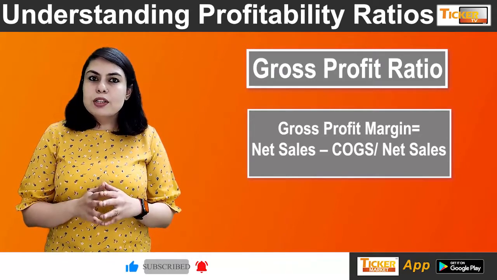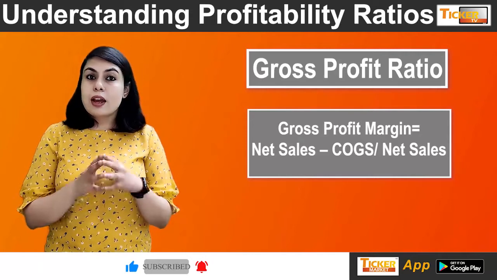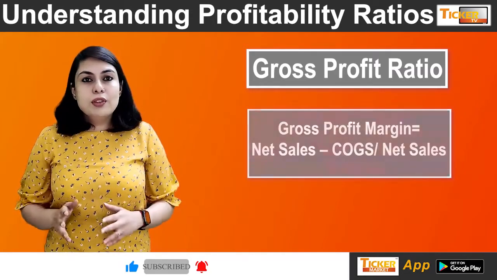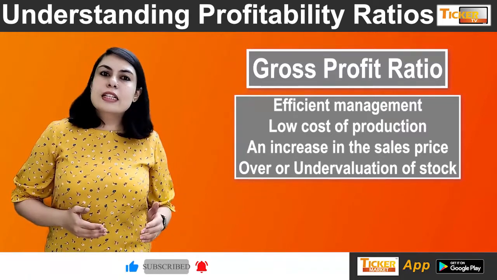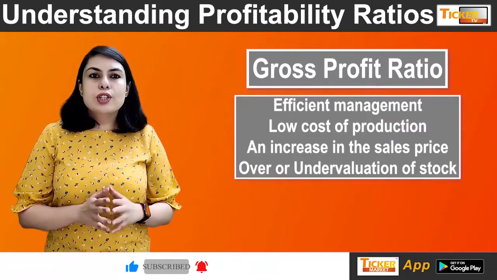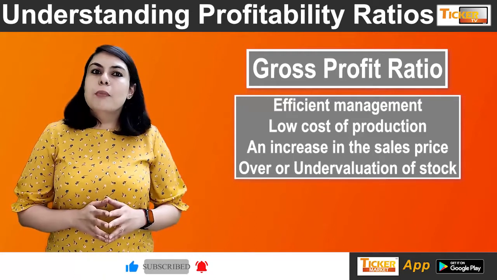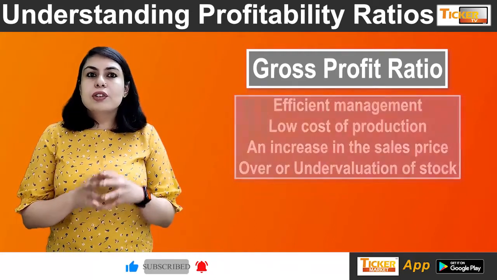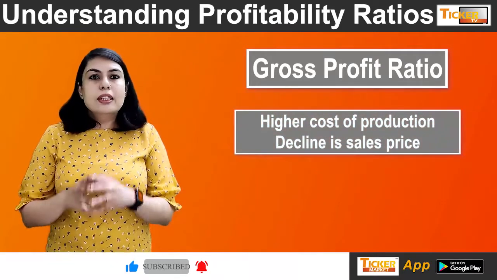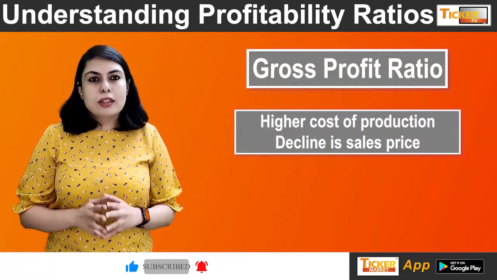A higher gross profit margin is a good sign for the business. The higher gross profit margin may be a result of efficient management, low cost production, an increase in the sales price, or over or undervaluation of stocks. A lower profit margin ratio is a sign of a bad business, and that could be a result of higher cost of production, a decline in sales, and a lot of other things.